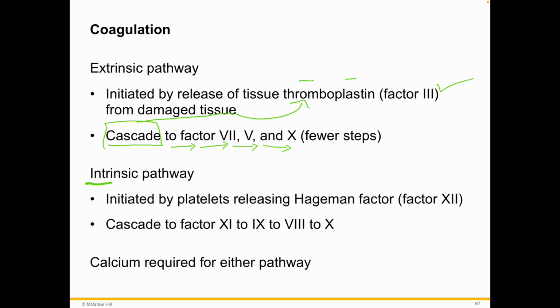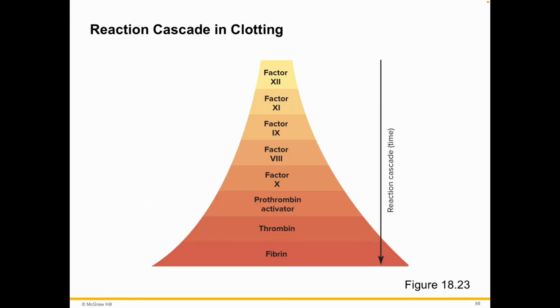And then there is also the intrinsic pathway. This is actually something that's coming from the platelets themselves. So they're releasing factor 12 here, which is also known as the Hageman factor, to begin a cascade on a few others. So one to the next to the next. And what's also important is calcium, positively charged ions, for either pathway to really become significantly engaged.